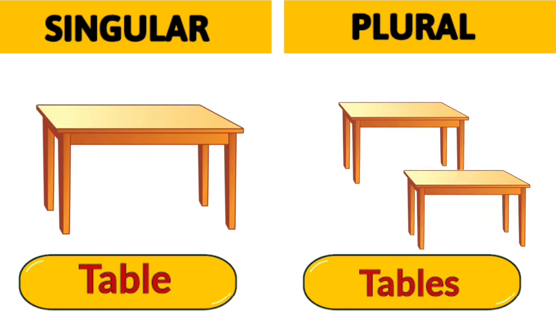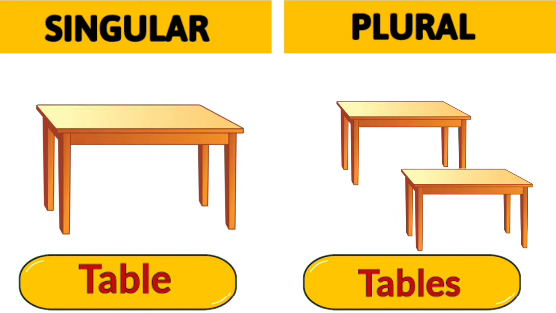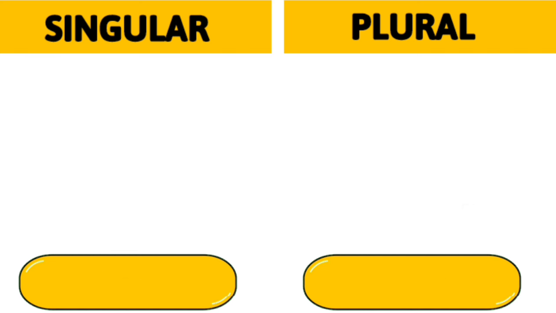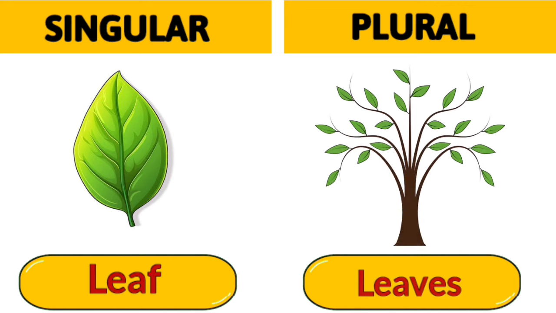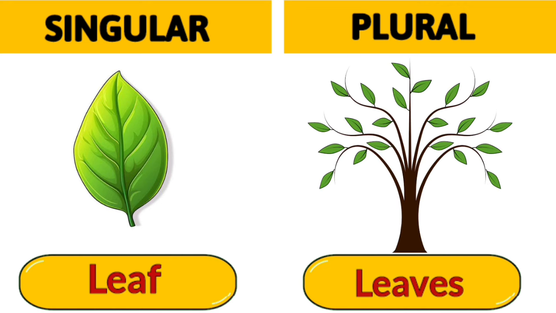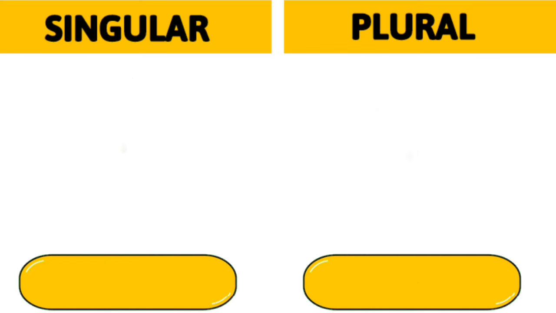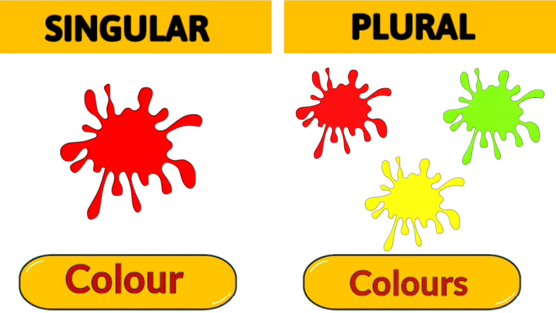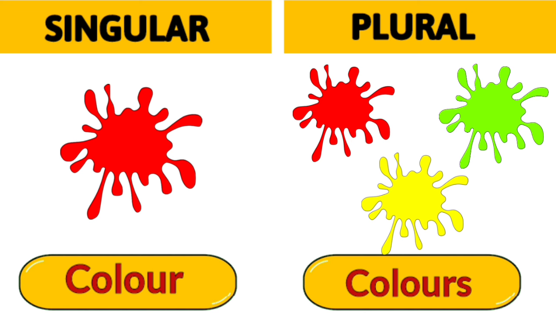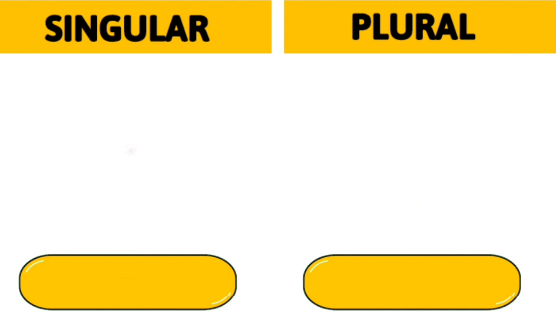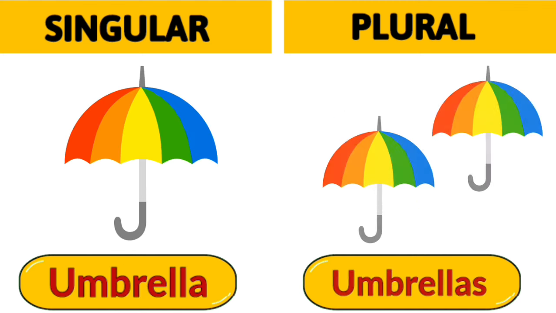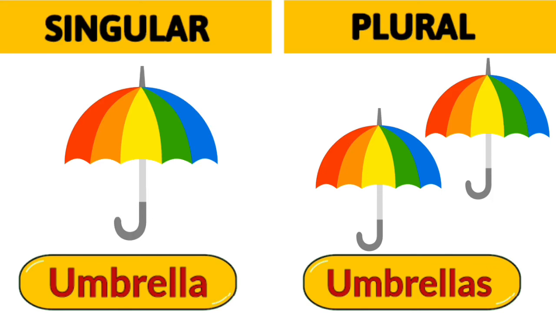Table. Tables. The plural of table is tables. Leaf. Leaves. The plural of leaf is leaves. Color. Colors. The plural of color is colors. Umbrella. Umbrellas. The plural of umbrella is umbrellas.